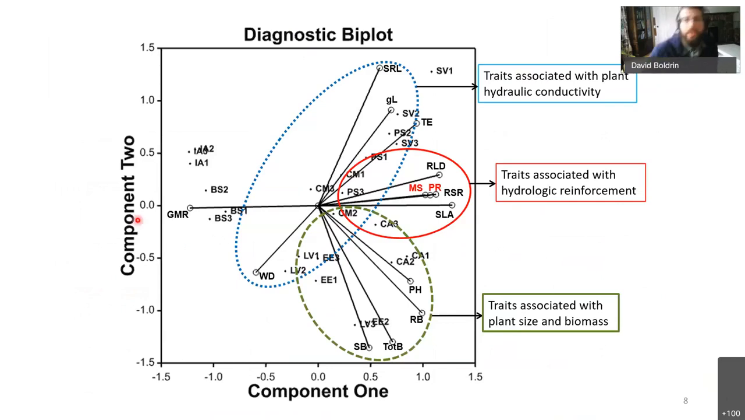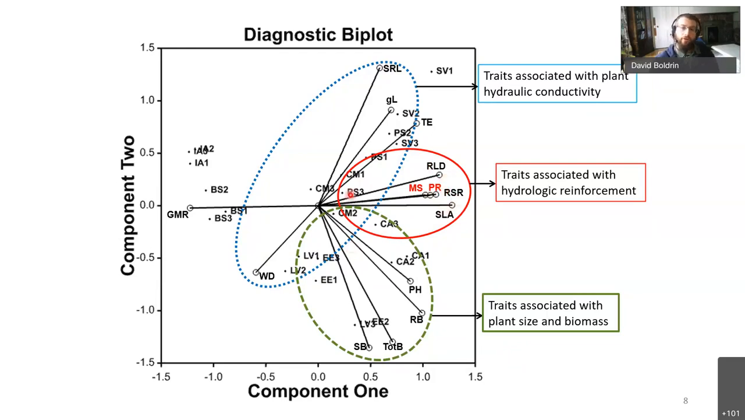Then we used the principal component analysis to group these different traits and also the hydrological reinforcement induced to the soil. And here you can see three main groups of traits. We have a first group highlighted in red, which encloses all the plant traits associated with hydrological reinforcement of soil, indicated by matric suction and penetration resistance. And these traits are root length density, root shoot ratio, and specific leaf area.